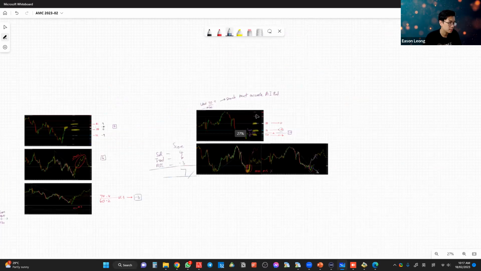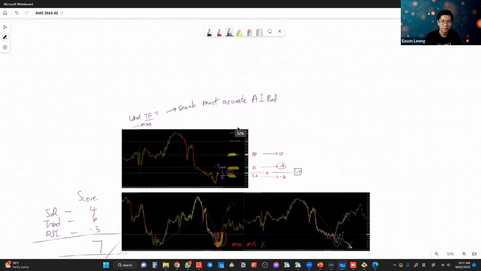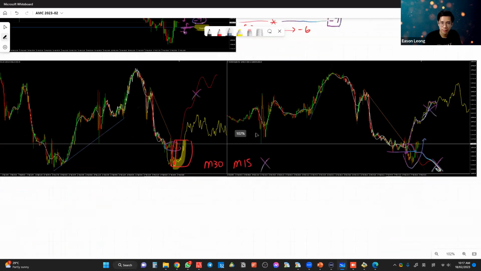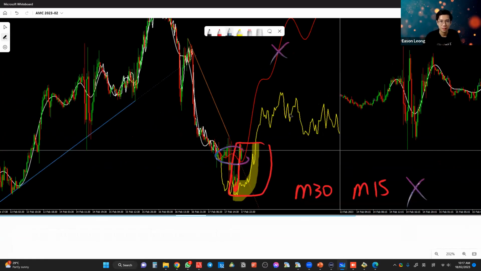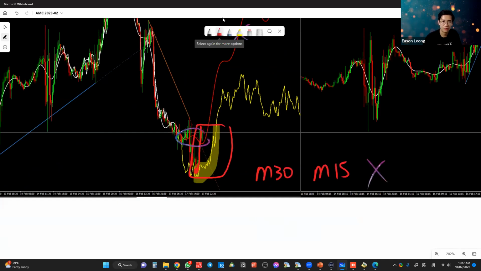Accurate AI predictions. Where did we leave off just now? Okay, here. Now, based on this AI, yellow color predicts that it will go up a bit further, then already ranging. So based on the yellow color AI predictions, what is the score that you would like to give?